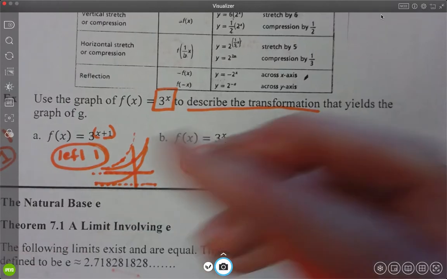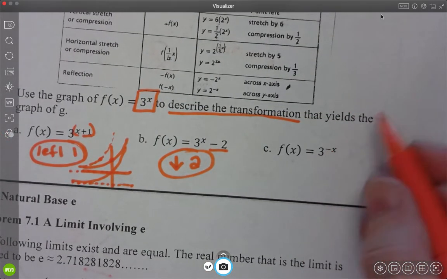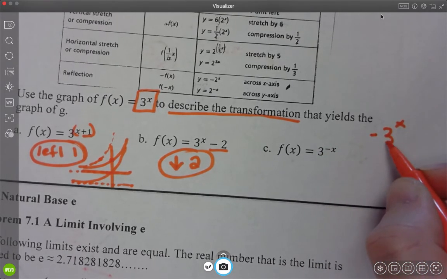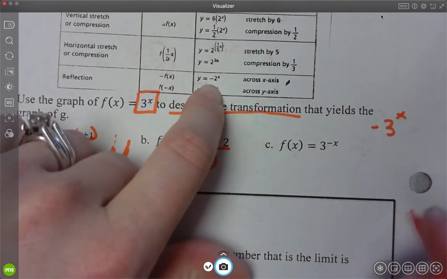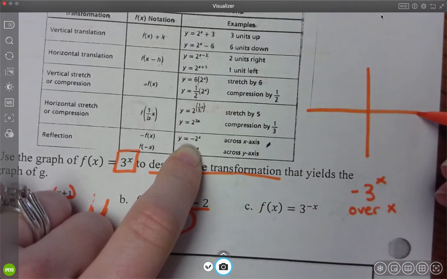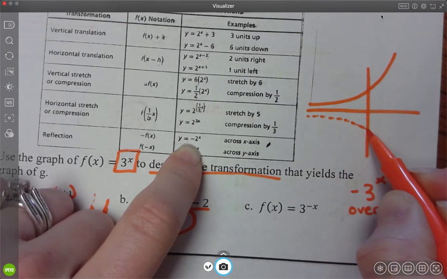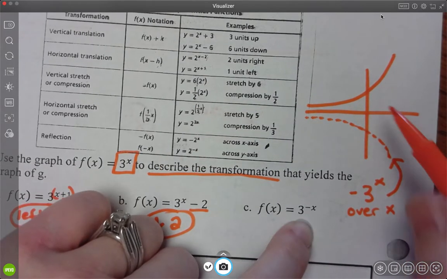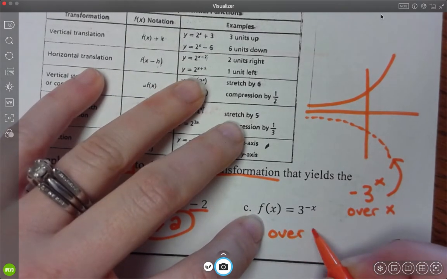And then this one, the negative inside of the x, okay, there's a difference between 3 to the negative x power and -3 to the x power. When the negative is in front, if you look at the reflection here, it is going to be over the x-axis, okay? So if I have my exponential function here, over the x-axis is going to move it down here like this. That's what this one would do, okay? But 3 to the negative x power, like what we talked about on the front side, is going to go over the y-axis, okay?